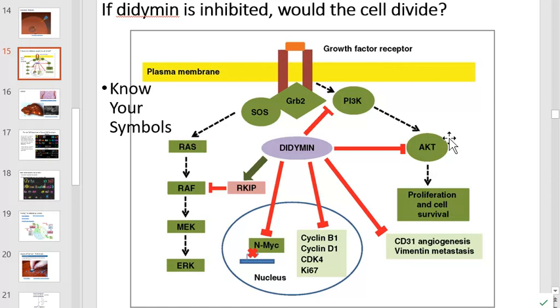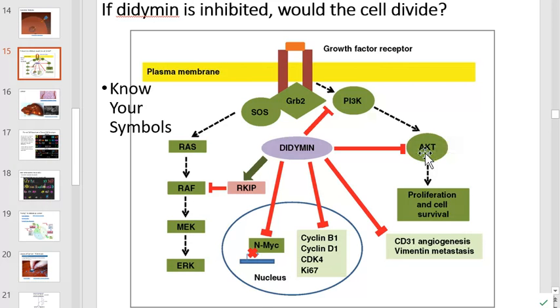If AKT is activated, will the cell divide or not? So if you think division will happen, thumbs up. If you think division won't, thumbs down. Where's all my people? About half of you turned off.